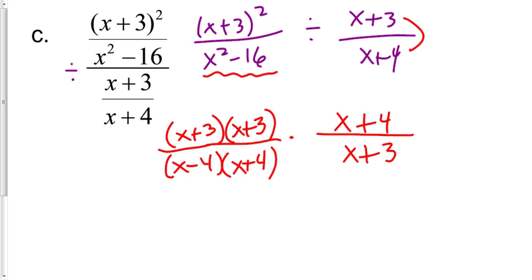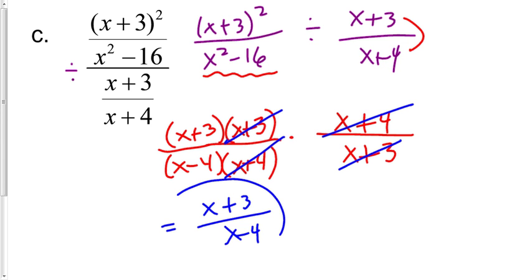Okay, now these typically work out nicely because that's just the way the textbook writes their problems. So let's cancel out some common factors. X plus 3, x plus 3. X plus 4, x plus 4. Here's what we have left. X plus 3 over x minus 4.